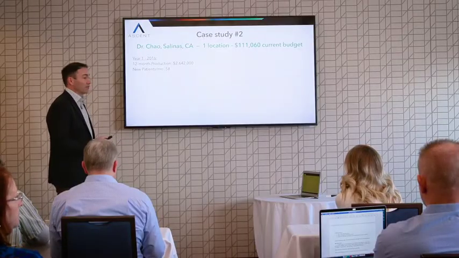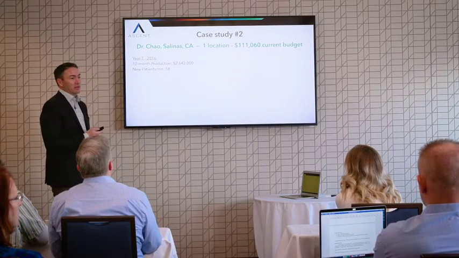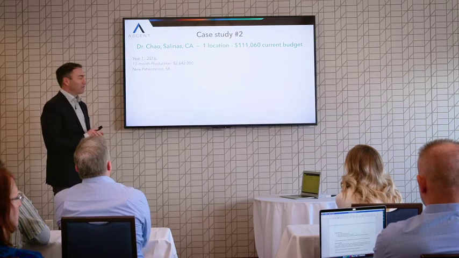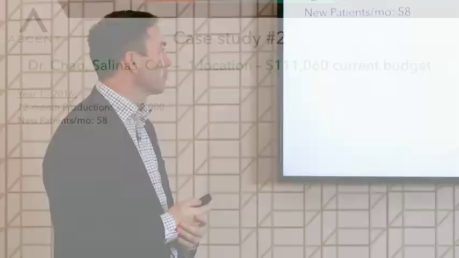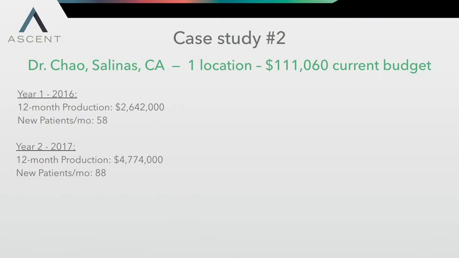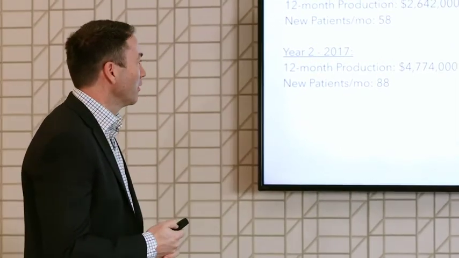And he was already seeing 58 patients a month. So that sounds like a challenge that we were excited for. How do you continue to build on something that's already working pretty well? Well, in year 2, 2017, his production was $4.7 million. And he was now seeing 88 new patients a month. And the reason he came to us in the first place is because he'd kind of capped a little bit, and we were able to obviously help him bust through that and help that growth.